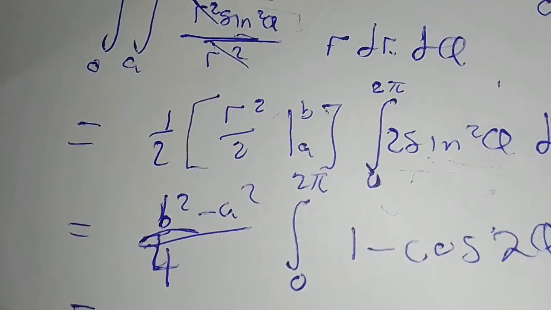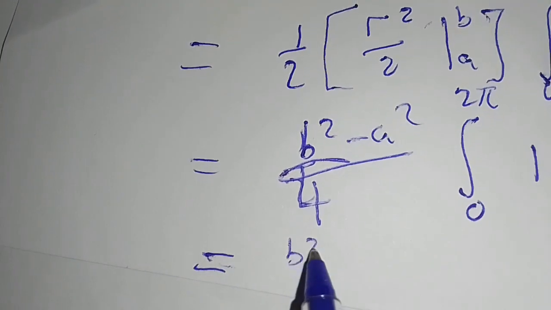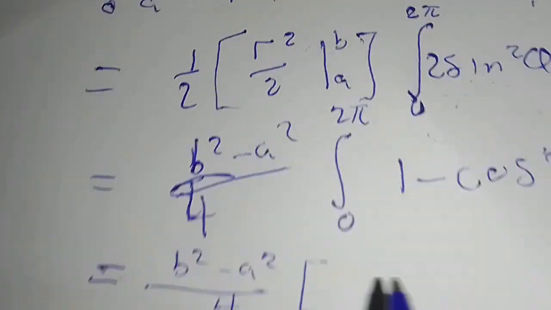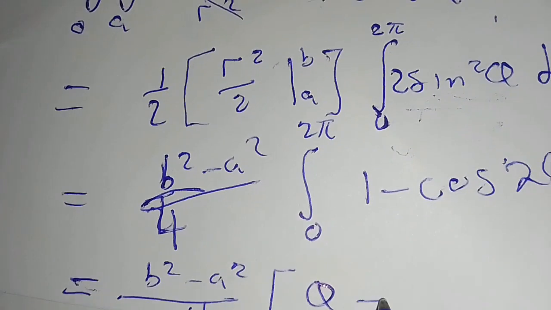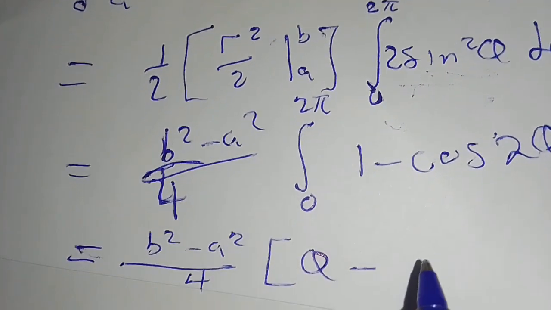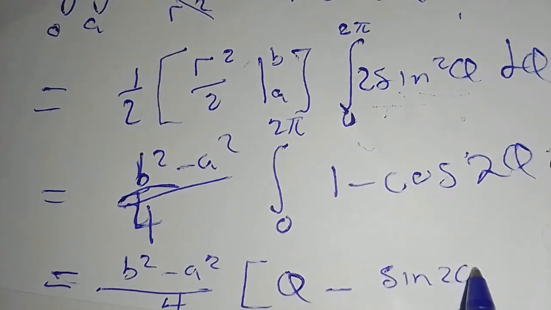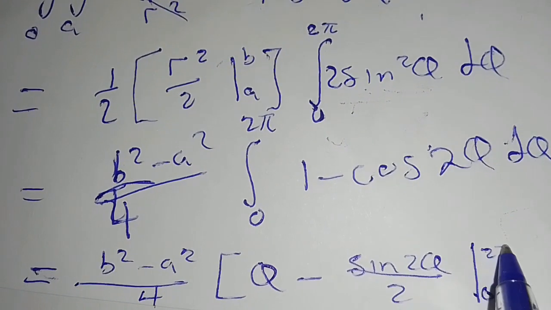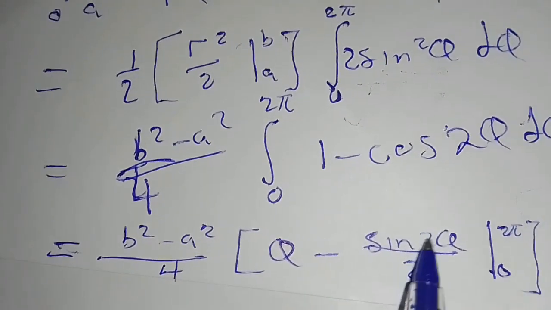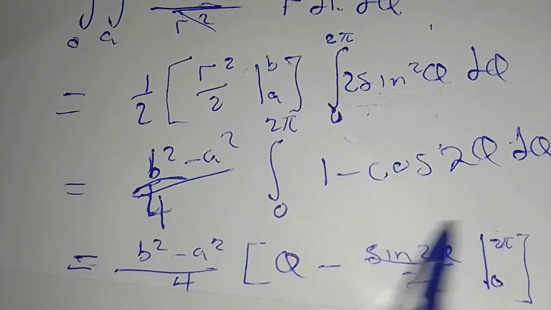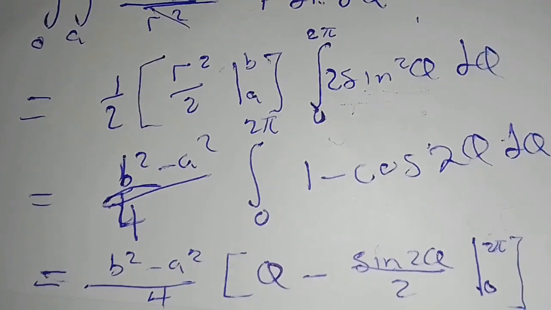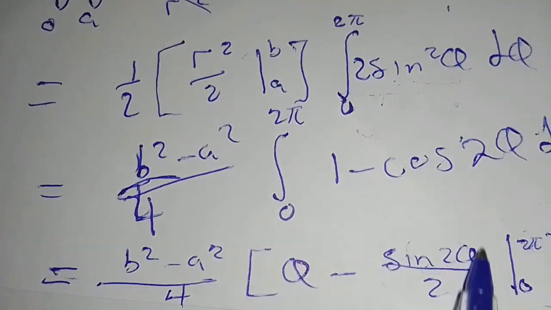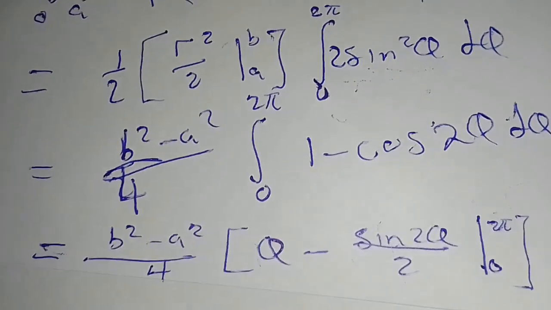So then you basically have b squared minus a squared over 4 multiplied by the integral of 1 with respect to theta, which will be theta. The integral of negative cos 2 theta will just be negative sine 2 theta over 2. And then you evaluate that from 0 to 2 pi. But what we know about sine is that if you take a period of 2 pi and put it into sine, it will produce 0. And sine of 0 is 0. So this thing doesn't really make much of a difference in this case. So you're just going to look at theta, so you end up having 2 pi.